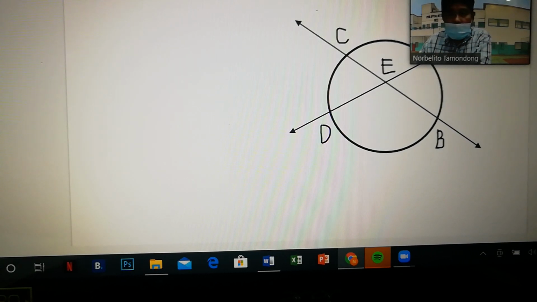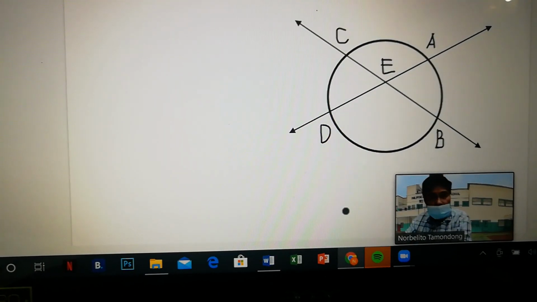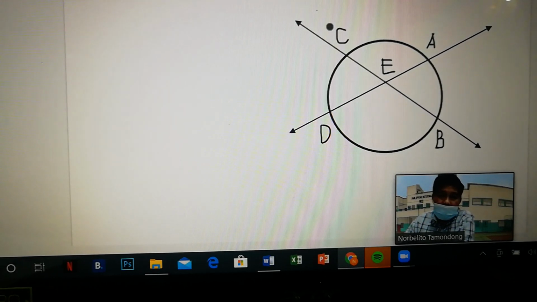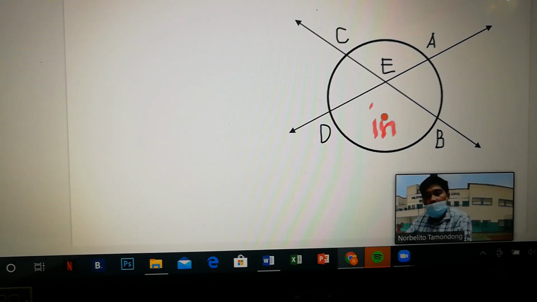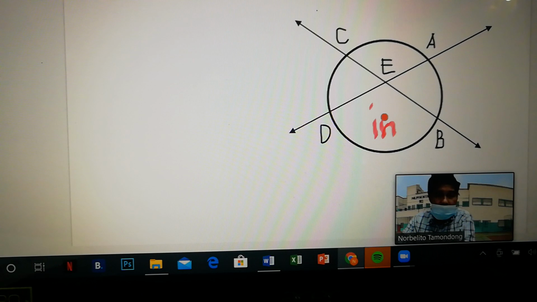Okay, so let's see the example given. Given the figure, secant AD intersects secant BC inside the circle. So this is inside, in. Okay, so the angle formed by two secants intersecting inside the circle is 1/2 the sum of the measures of the arc intercepted by it and its vertical angle.